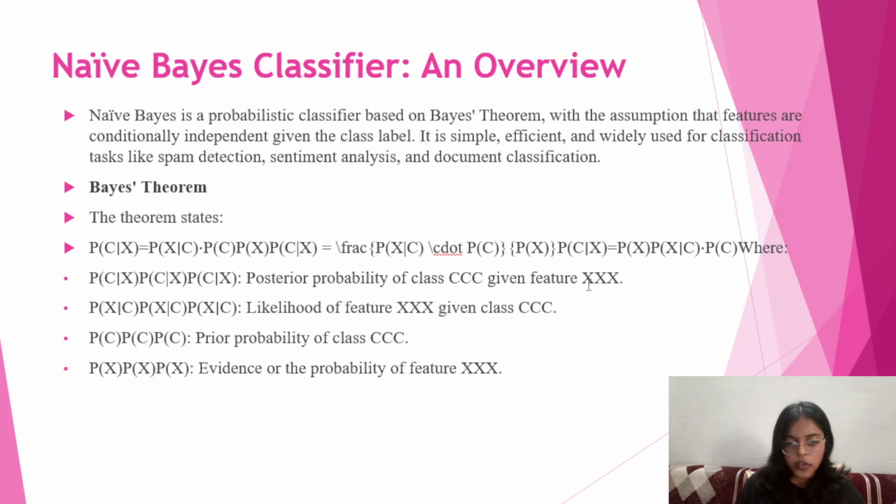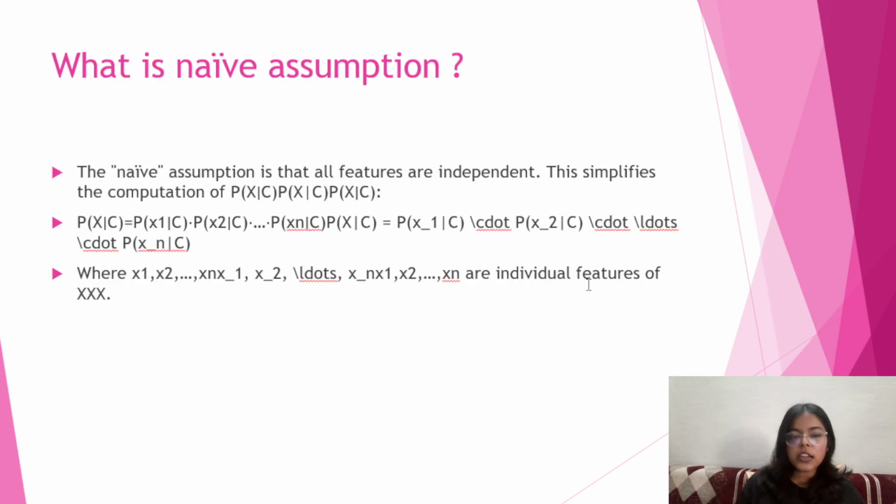And now, what is the naive assumption? The naive assumption is that all features are independent. This simplifies the computation of the probability of x given c to the product of the probabilities of each feature given c. It's given here, just see it.